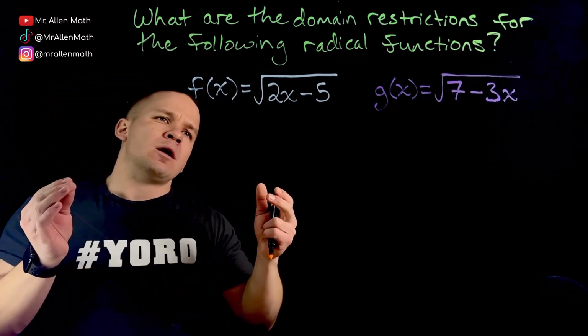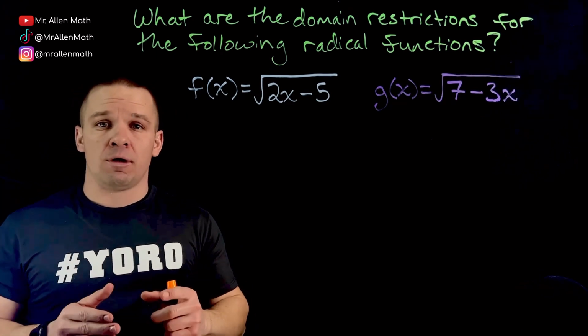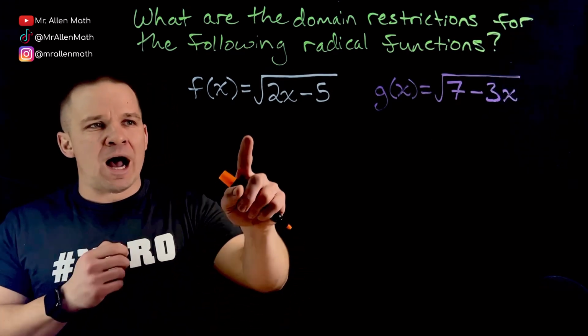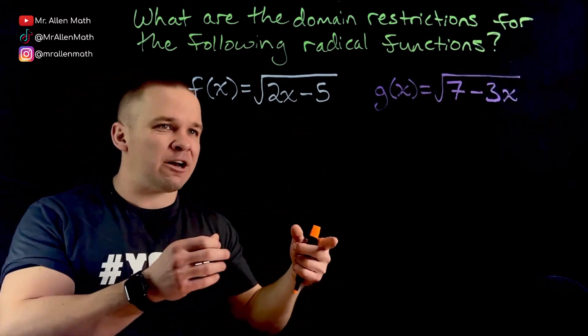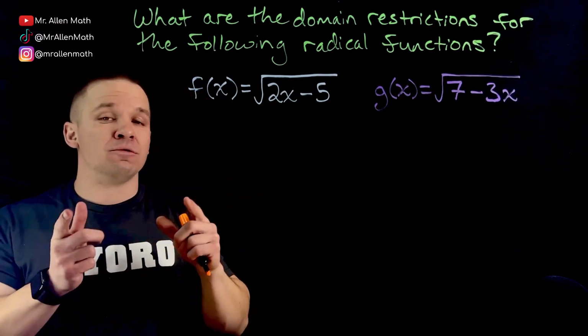All right. Now, can I square root 0? Yes, you can square root 0. So 0 is cool and anything larger than that, right? So positive numbers and 0. Well, I want to make sure this argument inside of my radical stays greater than or equal to 0.